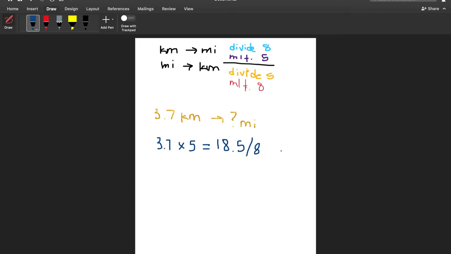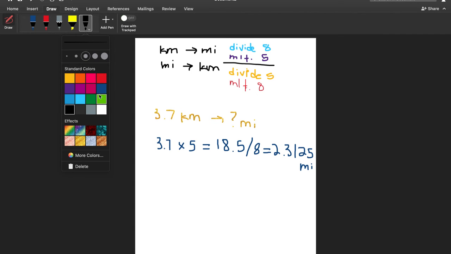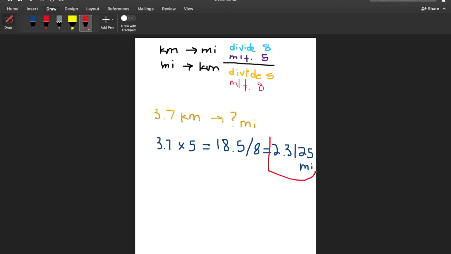Right? So let's divide that by 8, and we get 2.3125 miles. And that is our correct answer. And as you can see, it was fairly simple. All you have to do is just divide by 8 and multiply by 5 to go from kilometers to miles.